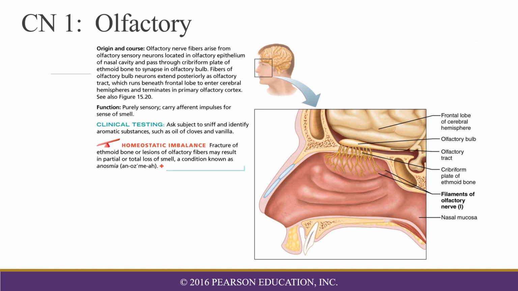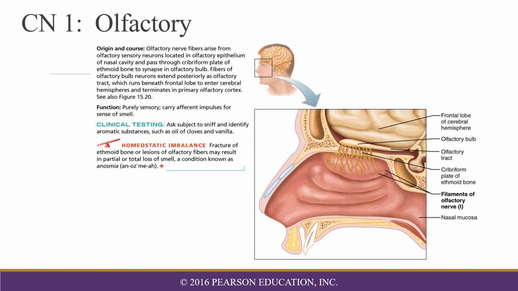So origin and course, olfactory nerve fibers arise from olfactory sensory neurons located in the olfactory epithelium of the nasal cavity and pass through that cribriform plate of the ethmoid bone to synapse in the olfactory bulb. So fibers of olfactory bulb neurons extend posteriorly as the olfactory tract, which runs beneath the frontal lobe. You guys see this in the lab, you've seen it before, to enter the cerebral hemispheres and then terminates in the primary olfactory cortex. Function is purely sensory, so afferent impulses of sense of smell.